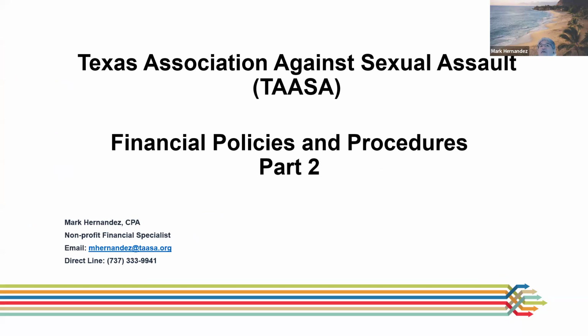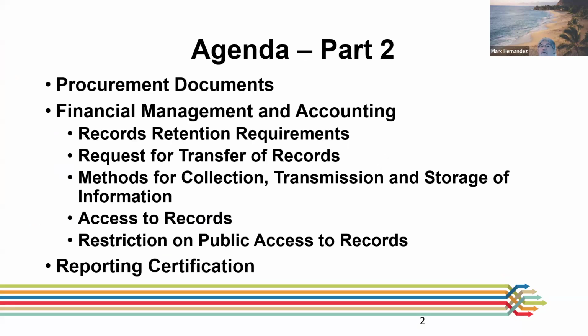So anyway, we'll start with policies and procedures part 2. This one will actually have 3 policies that we're going to work on: the procurement documents, financial management and accounting, and then the reporting certification. The other sub-bullets in there I consider as kind of procedures to the policy for financial management and accounting. So we'll talk about that.